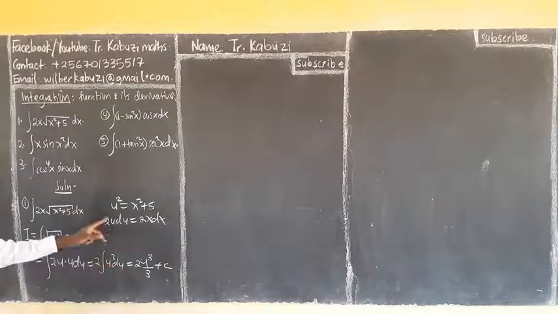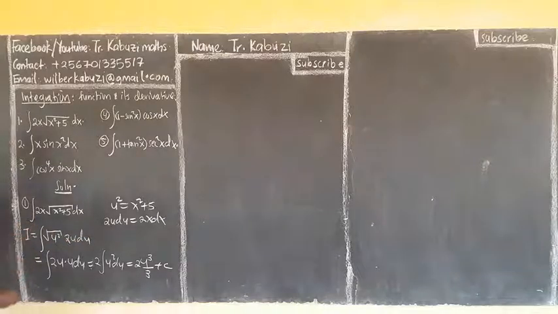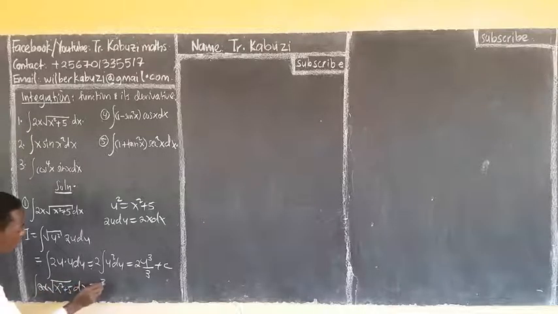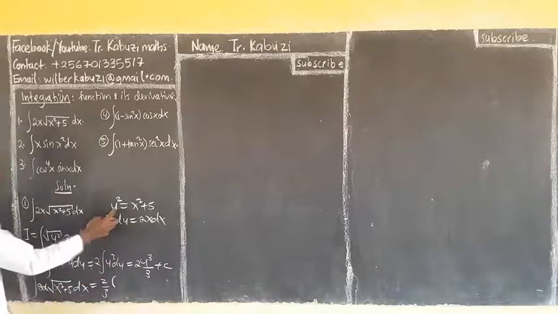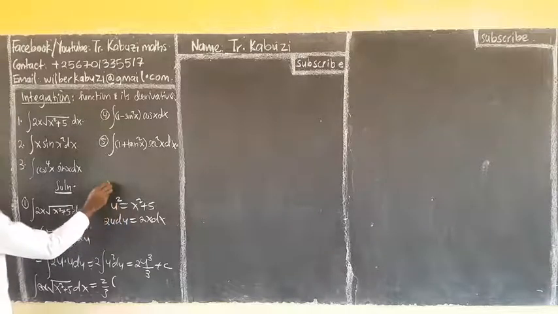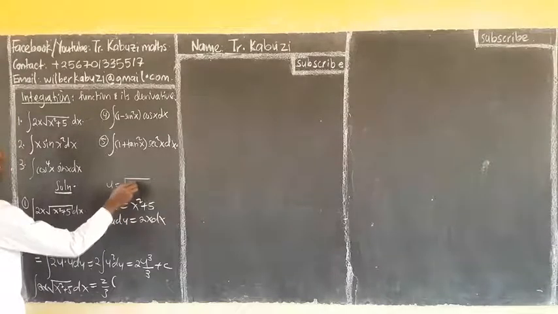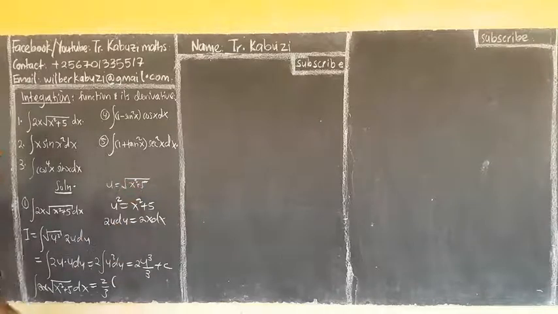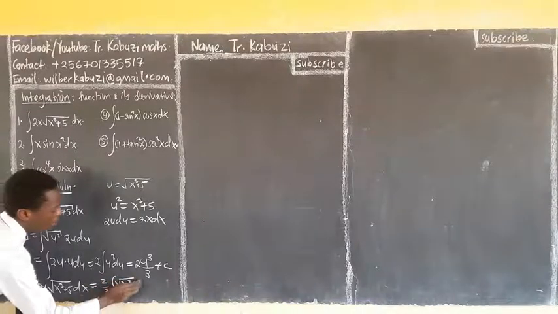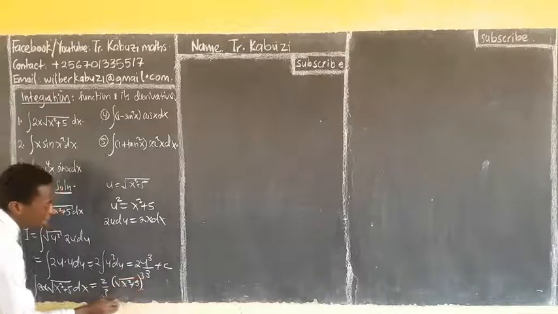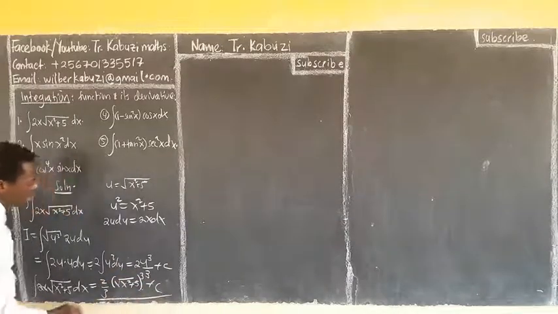But your u isn't there, so remove your u, meaning that the whole of this integral of x times the square root of x squared plus 5 dx will be 2 over 3 into your u. Your u is the square root of x squared plus 5. So you have root of x squared plus 5, the whole power 3, then this 2 over 3, then plus c. And that's how we have that.